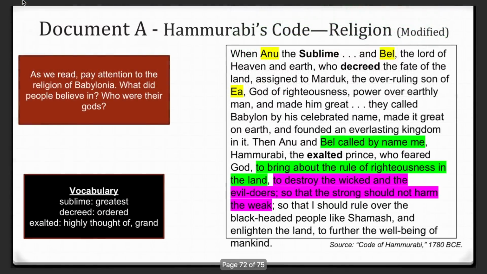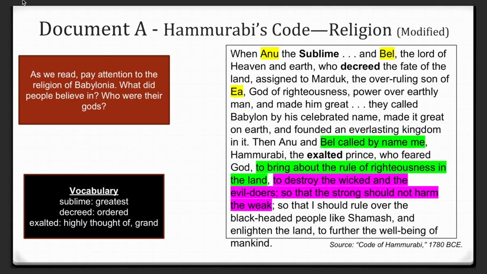All right, so what else can I tell from this? Well, not only did the gods call him to rule, but they called him to rule to destroy the wicked and the evil doers, so that the strong should not harm the weak. So Hammurabi wants to make these laws to protect the weak and the oppressed. It seems like he sees some inequalities and wants to fix that. So this is showing me a lot about the religion. They're polytheistic, and it seems like they're a theocracy. It seems like Hammurabi wants to protect the weak. That's something that he thinks is very important.